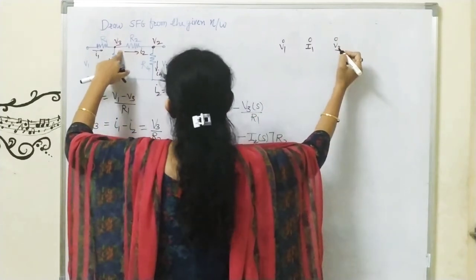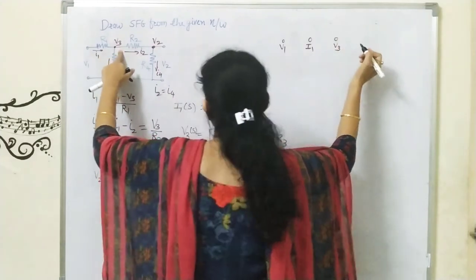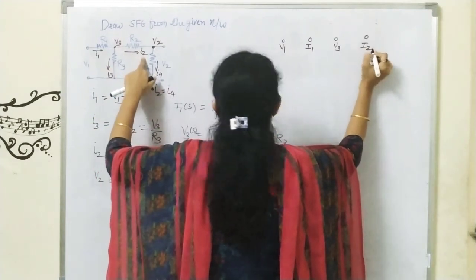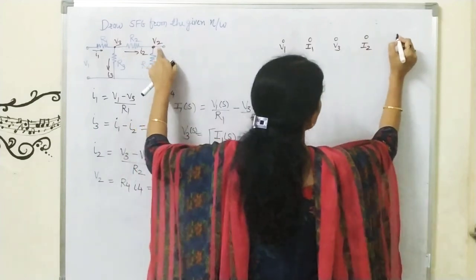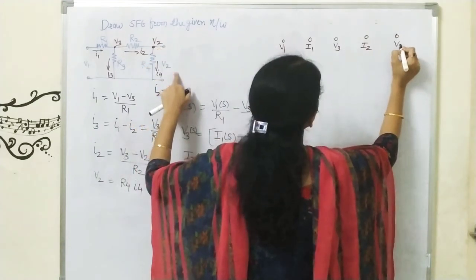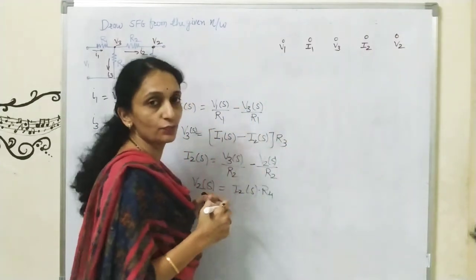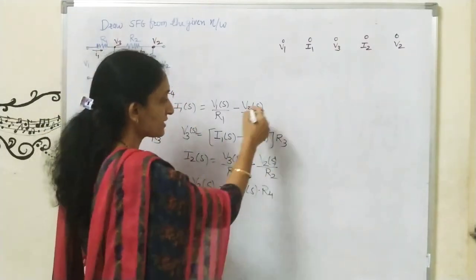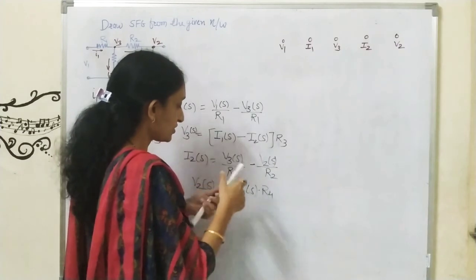Okay, next you can take V3 of S also. Next is actually I2. Okay, and last is V2. So how many variables have we considered? We have considered 5 variables. Now what is our task? Our task is to rearrange these equations.